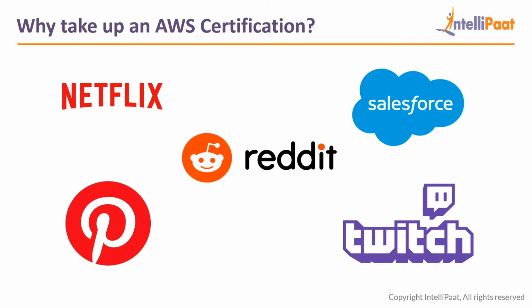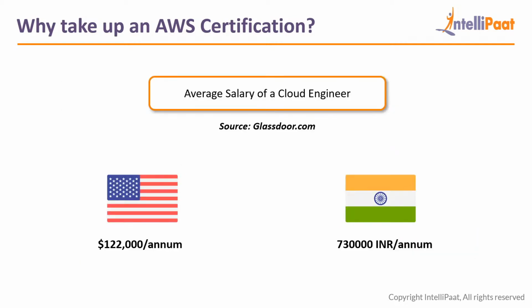Okay, so we've seen this. Now I also wanted to show this because it is important: the average salary of a cloud engineer in the USA is $122,000 per annum, and in India it's 7.3 lakhs per annum. Okay, so these are the numbers.